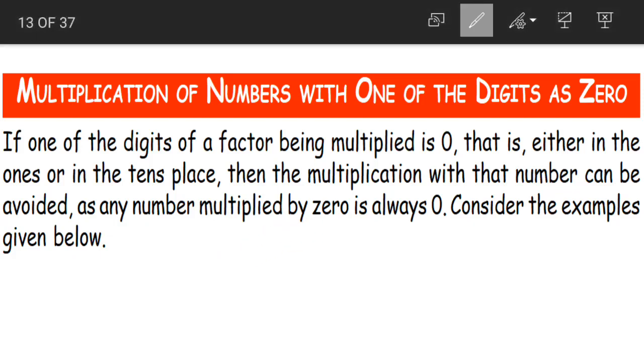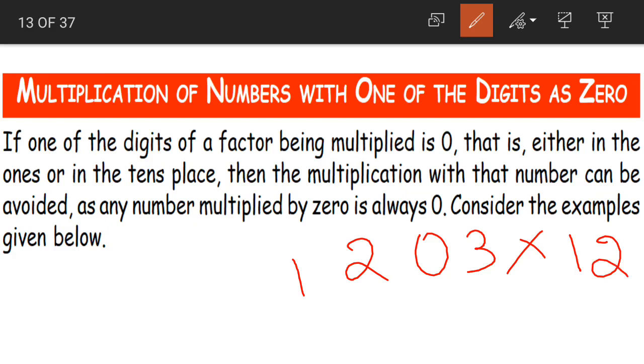What are they saying? Suppose if we have a number, say 1203, and we are multiplying it with 12. Now 1203 has 0 as one of its digits. Yes or no, children? We are having 0 in the number 1203 in the tens place.